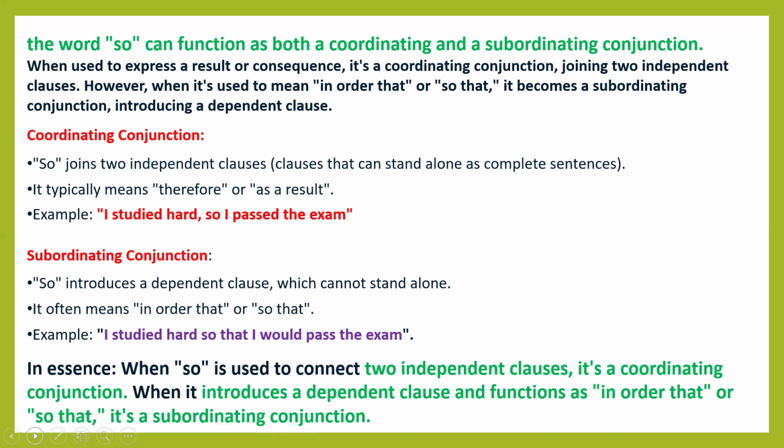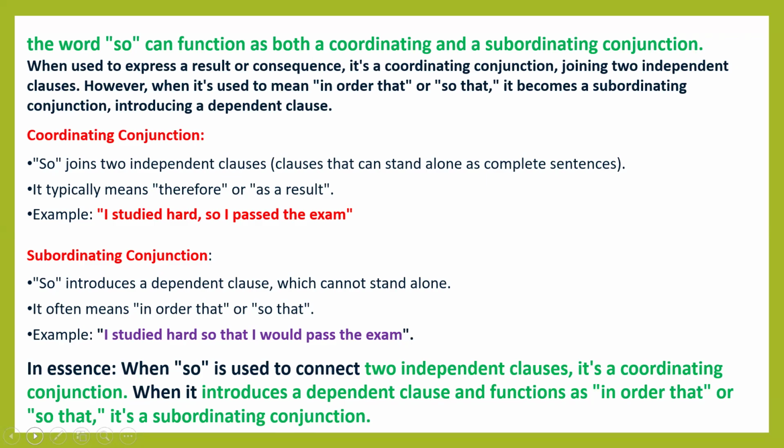So the dependent clause depends on the independent clause, the main clause. So it is a subordinative conjunction. In essence, when "so" is used to connect two independent clauses, it is a coordinative conjunction. In the first example, we have seen "I studied hard, so I passed the exam." In this case, "so" is a coordinative conjunction.